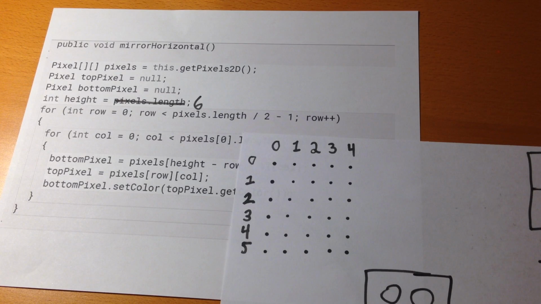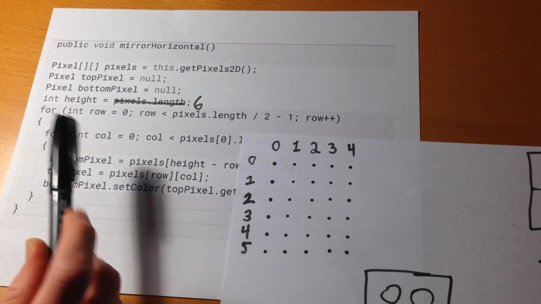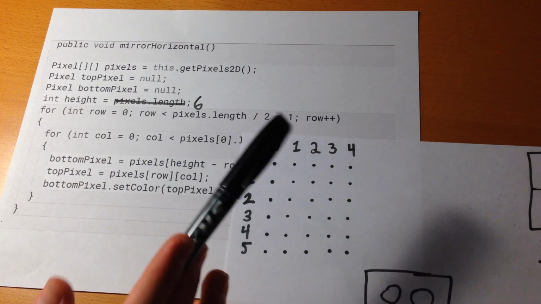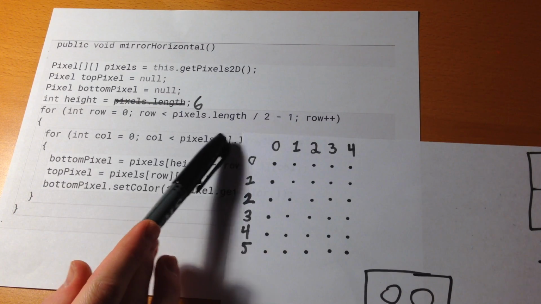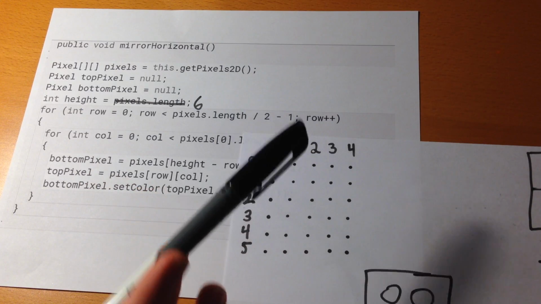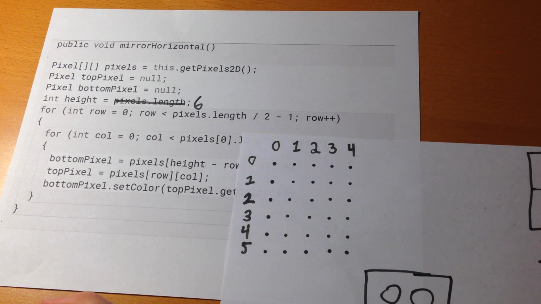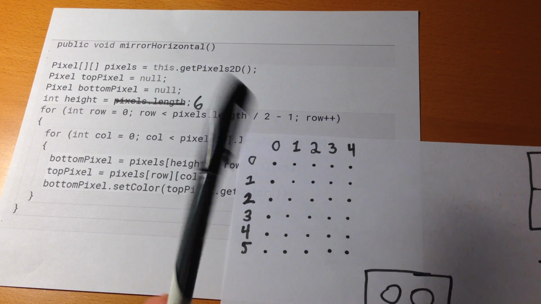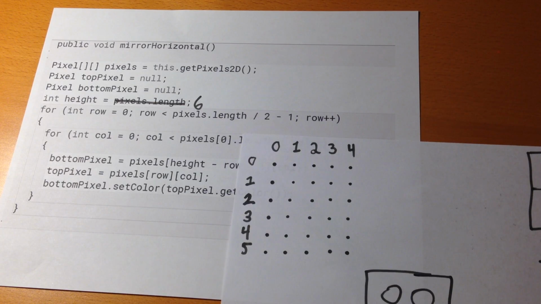Okay, then for the first for loop, we say int row equals 0. Right now, row is equal to 0. Pretty straightforward. Row is less than pixels.length, which is 6, divided by 2 minus 1. So row is less than 2, right? Pixels.length, 6 divided by 2. 6 divided by 2 is 3, minus 1, which is 2. And then row plus plus.